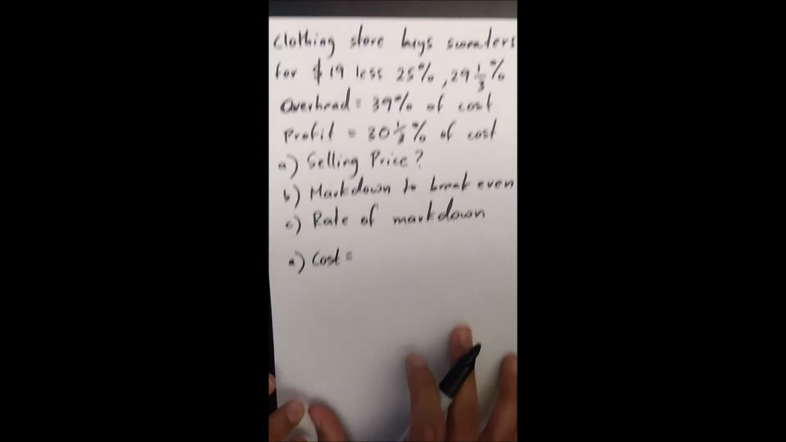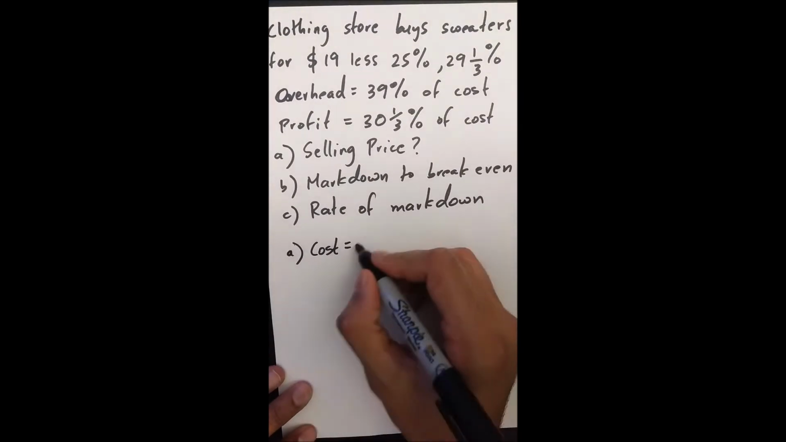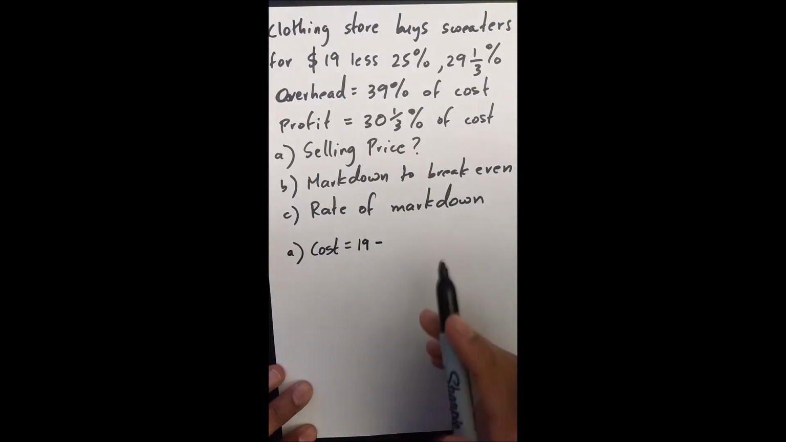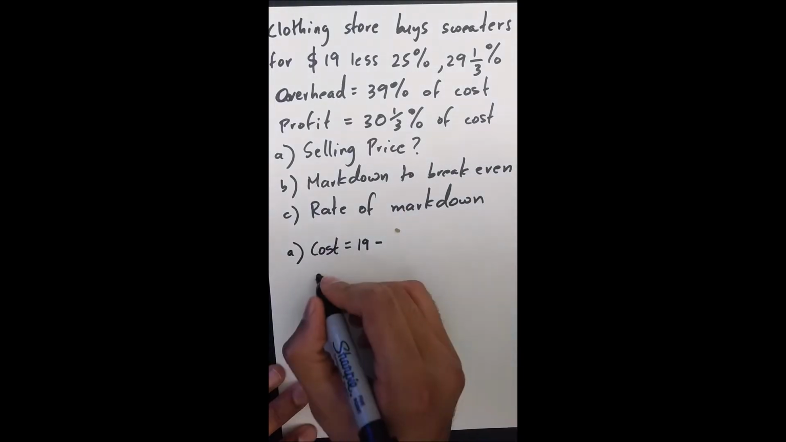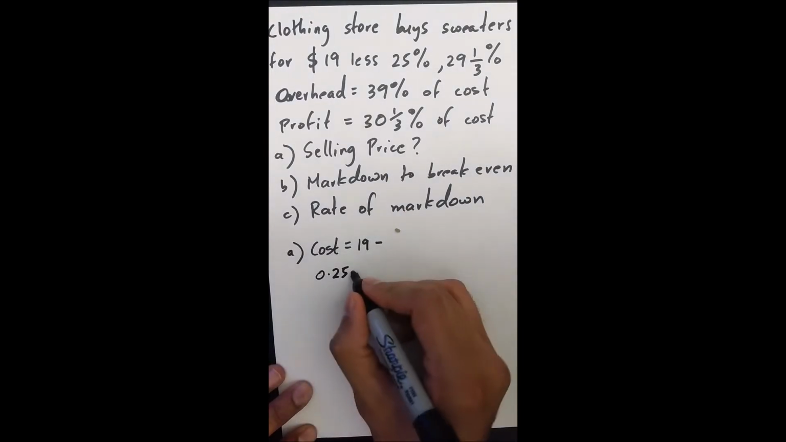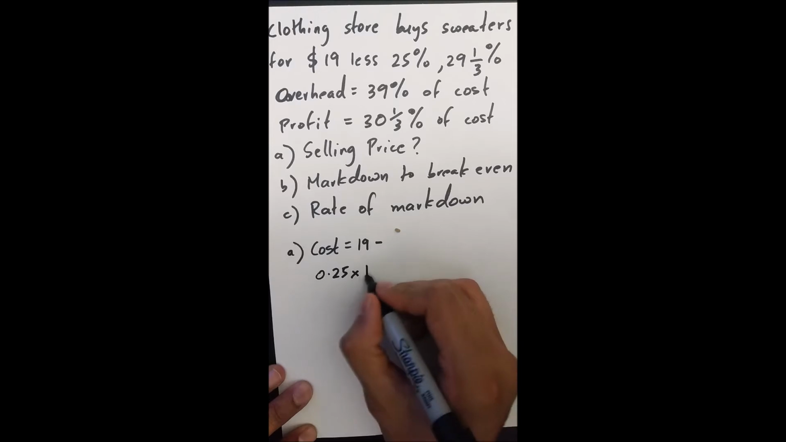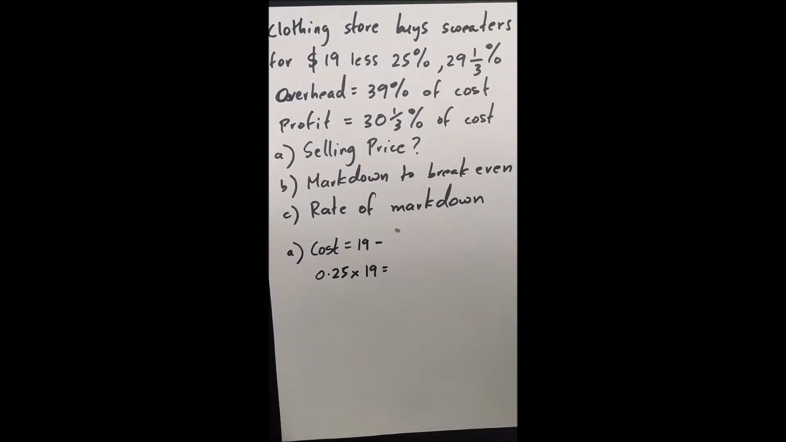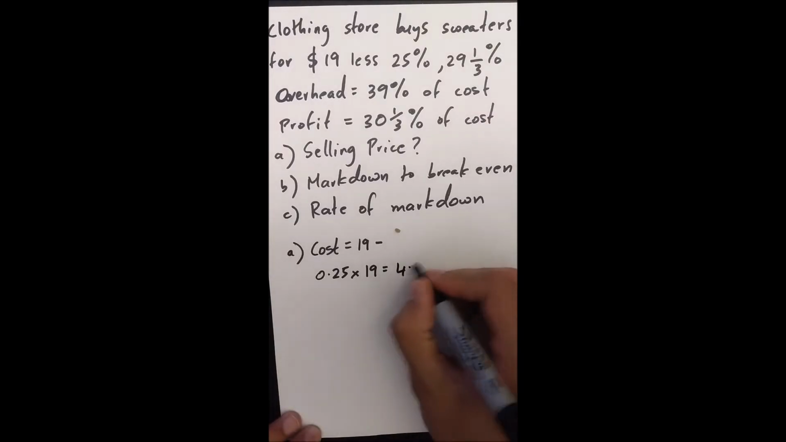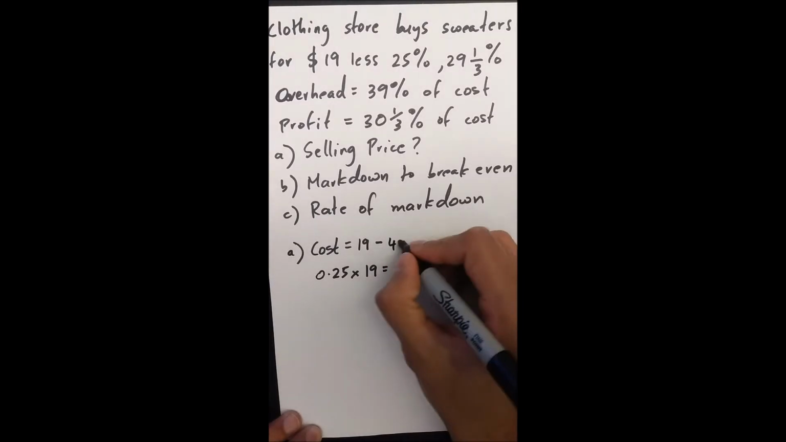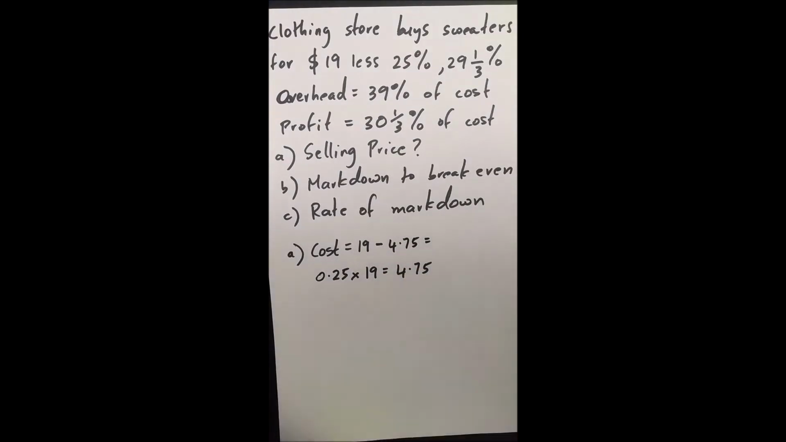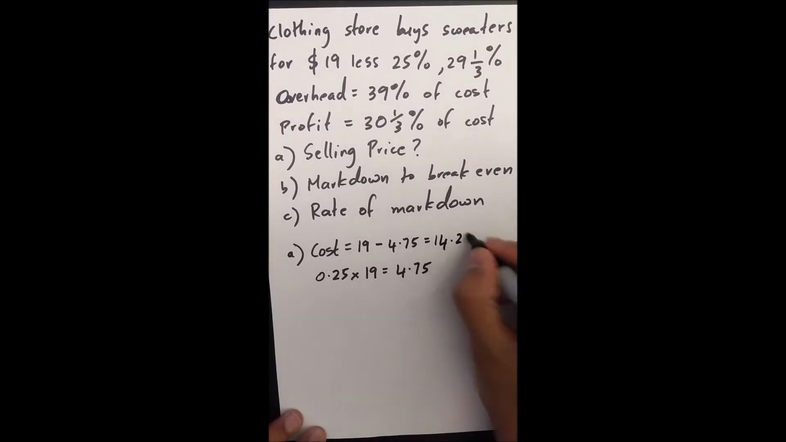So my cost is going to equal $19. And then I have to subtract the first discount of 25%. So 25% would be 0.25 times my cost of 19, which is $4.75. So I'm going to subtract my first discount of 4.75. I will end up with 14.25.